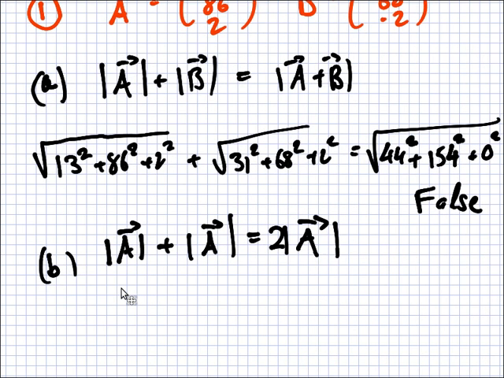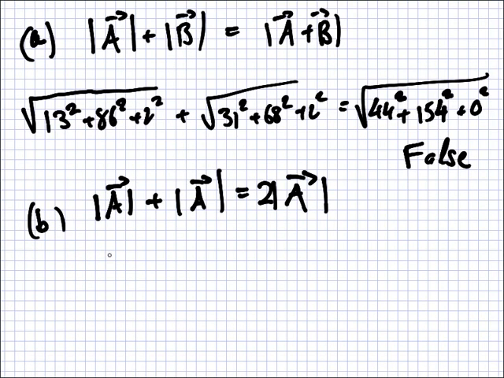Let's see. So, A magnitude plus A magnitude, does that equal 2 times magnitude of A? That's going to be true. Yeah. I mean, you can check it if you like, but it's kind of just like saying x plus x equals 2x. So that's definitely true. No need to even check it.